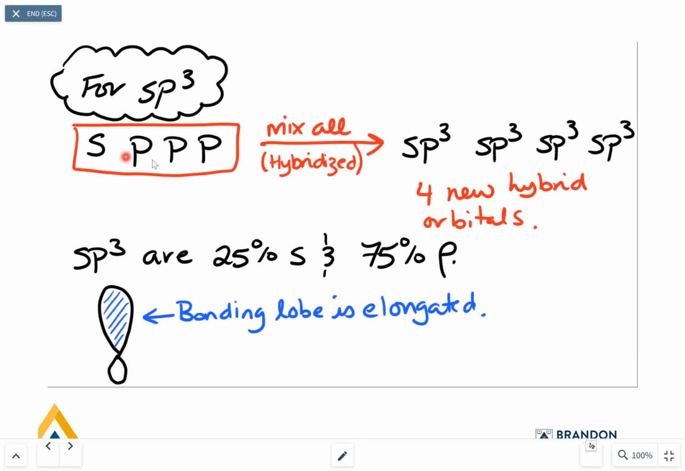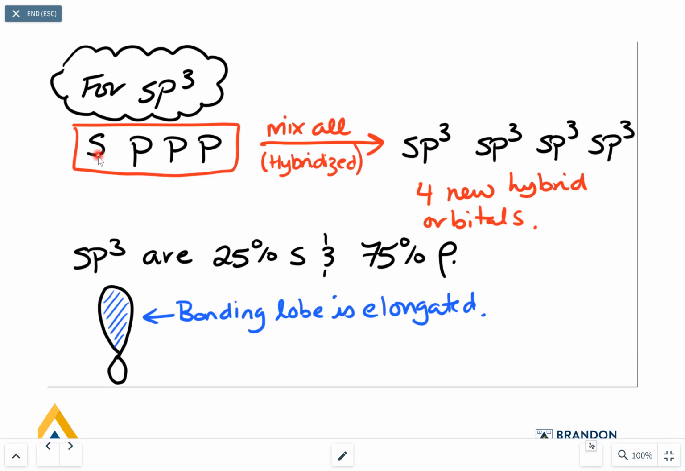So you start with these 4 orbitals. And remember, the s orbital would be lower in energy than the 3 p orbitals. You mix them all and you come up with 4 new hybrid orbitals. And we call these sp3. So it starts with an s and it's got 3 p's, so s and then the 3p. You start with 4 orbitals, you end with 4 orbitals.